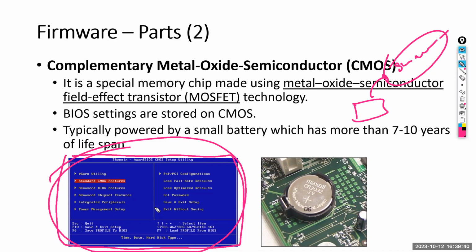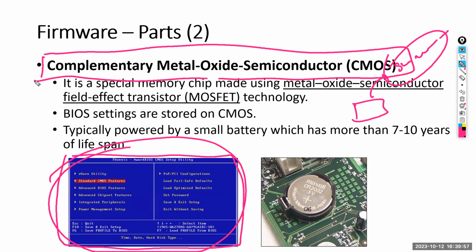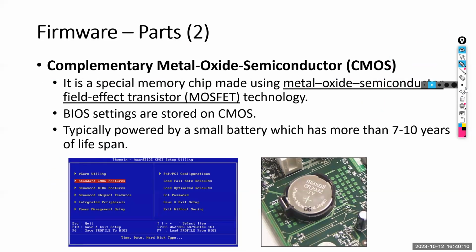So those preferences are saved, so that next time when you boot up the computer, it is remembered. Those are saved in CMOS. It is also part of firmware. So your user preferences related to firmware are saved in a hardware component called the CMOS. So CMOS is also technically firmware. BIOS is firmware, and CMOS is also firmware.